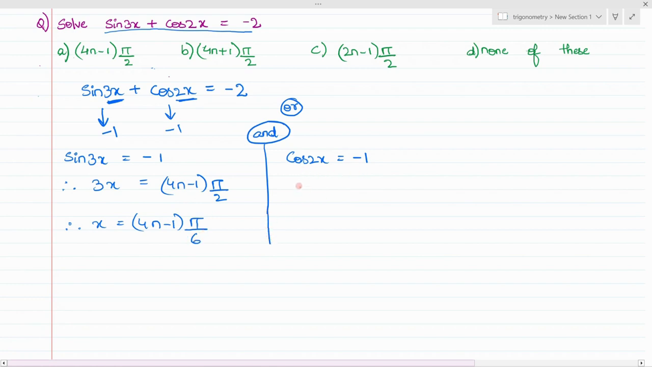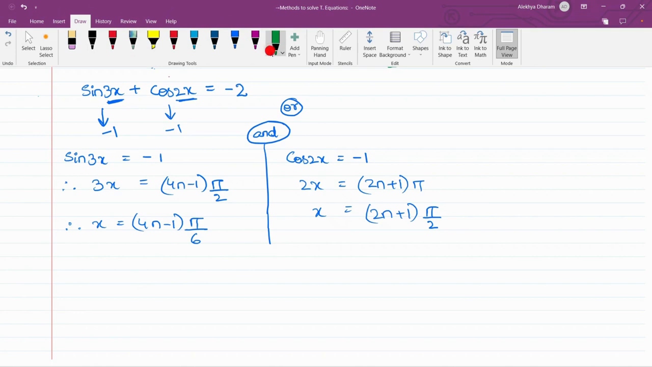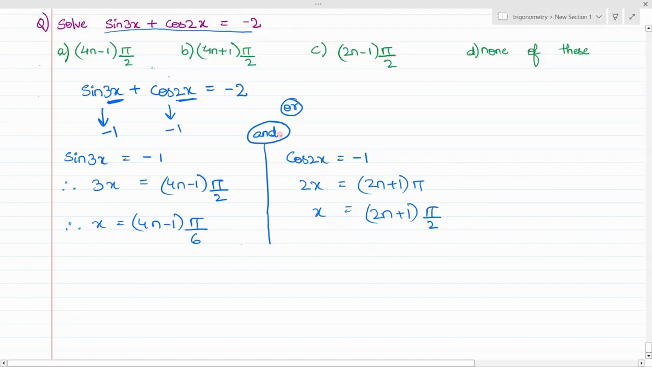Similarly, this is also a simple trigonometric equation. We can write the general solution as 2x is equal to (2n plus 1) into pi, where x will be (2n plus 1) into pi by 2, where n belongs to all the integers. So, let's start taking the common values because we are talking about the word "and". How to take the common values? Substitute the values of n and try to find out the values of x.